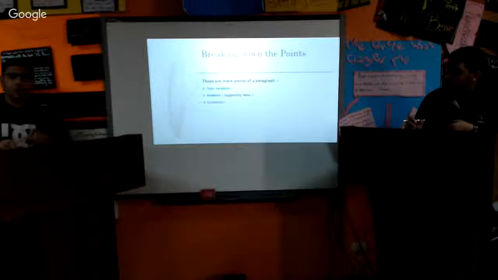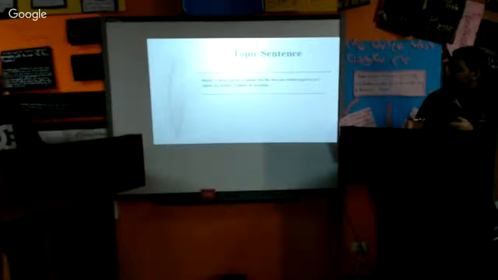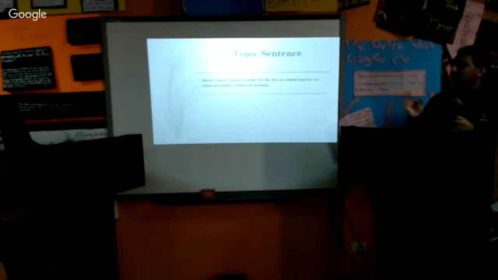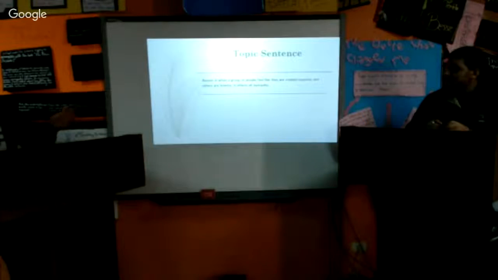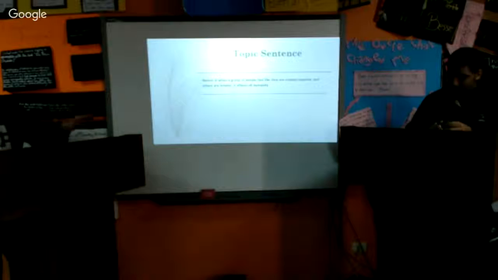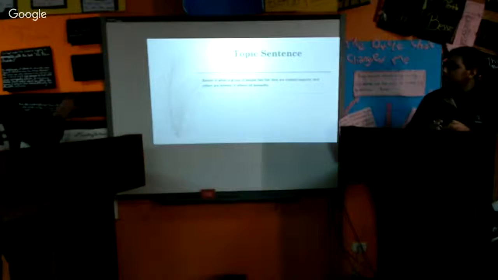Now, let's talk about the topic sentence. The topic sentence we have in our paragraph is: racism is when a group of people feel like they are superior and others are inferior. It affects all humanity.